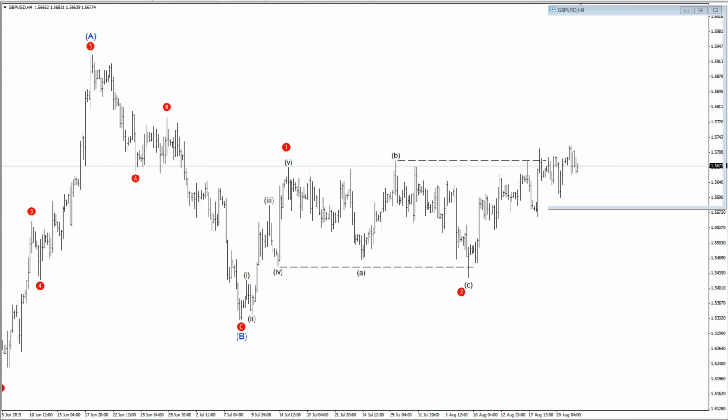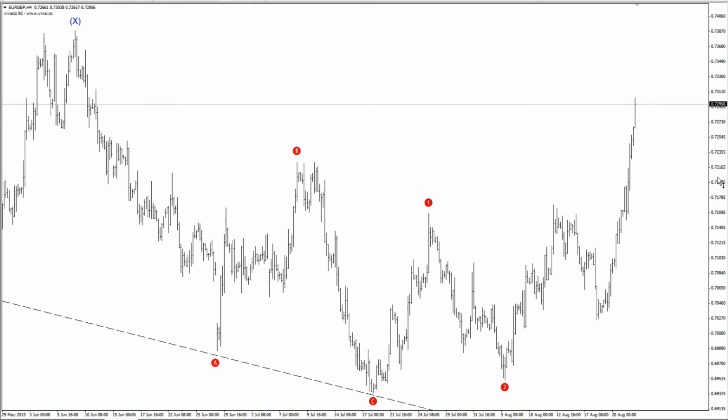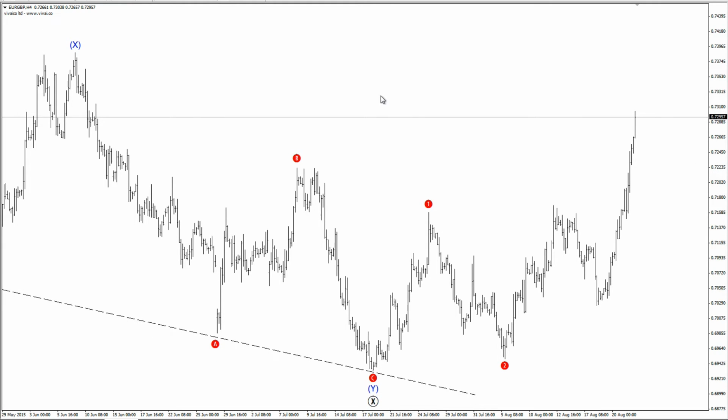Next is euro pound. And here we have also strong euro going higher already. At the start of trading we have seen straight up euro has gone higher. 0.72958 is the price right now.